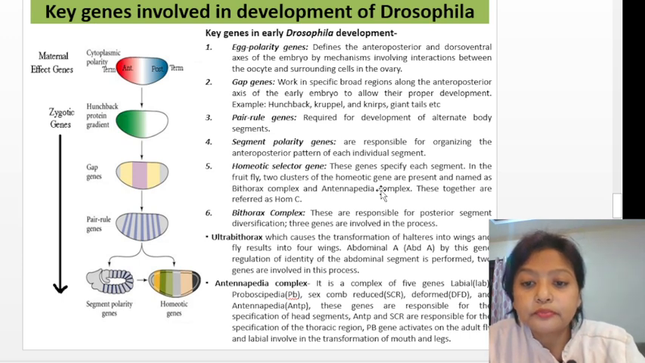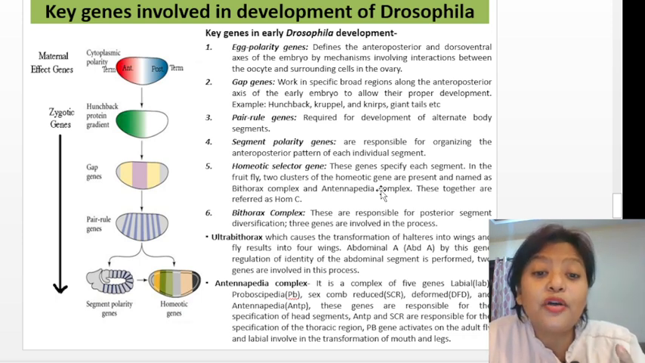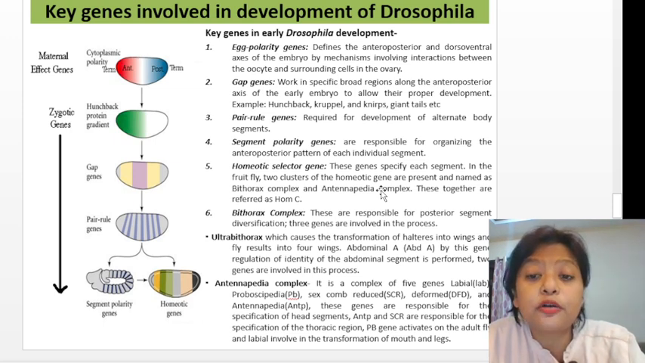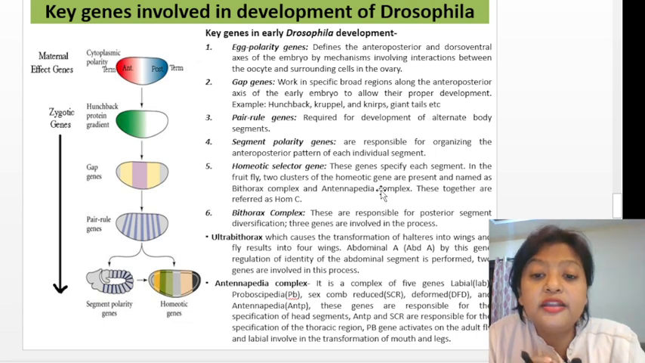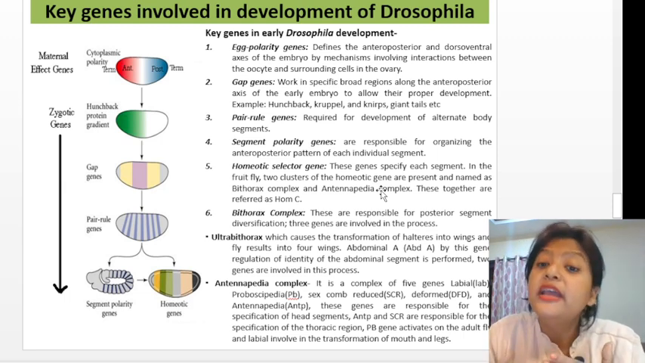Okay, so there's also another called the bithorax complex. What does it do? They're responsible for the posterior segment diversification. Out here 3 genes are involved. One is the ultrabithorax part, and one is the antennapedia complex. In the antennapedia complex there are 5 genes: labial, proboscipedia, sex combs reduced, deformed, and antennapedia. These genes are responsible for the head segments. So remember, just head segments. The antennapedia complex is responsible for the head.